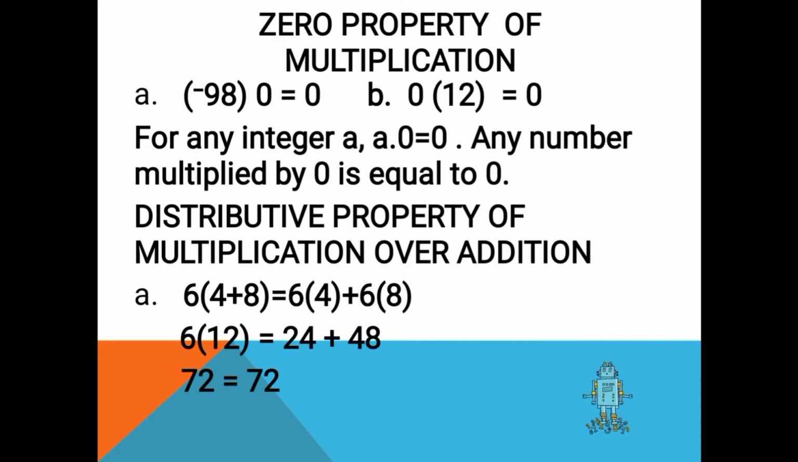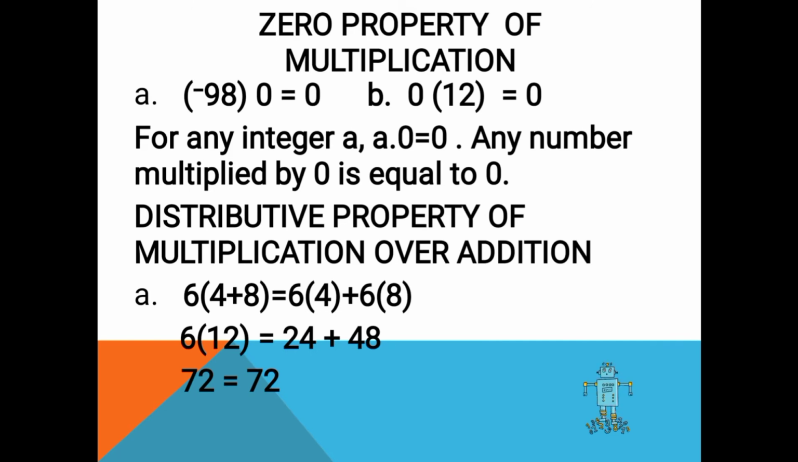Another one, the distributive property of multiplication over addition. So A, 6 times the quantity 4 plus 8 is equal to, you distribute the first term, 6. So 6 times 4 plus, you will have here the plus sign.